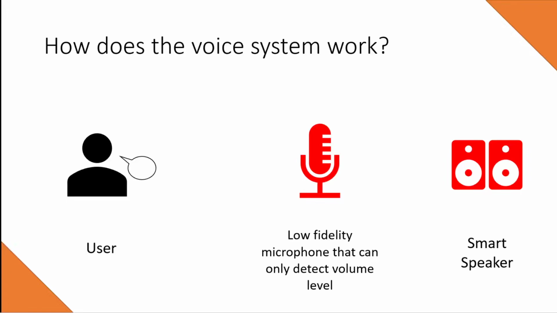Our device had LED lights to indicate its status, so when the system is not activated, the LED lights would be red to indicate this. When a user speaks loudly, the low-fidelity microphone detects the increase in volume level and unmutes the smart speaker's microphone once the volume threshold is reached. The speaker's LED lights turn to green.